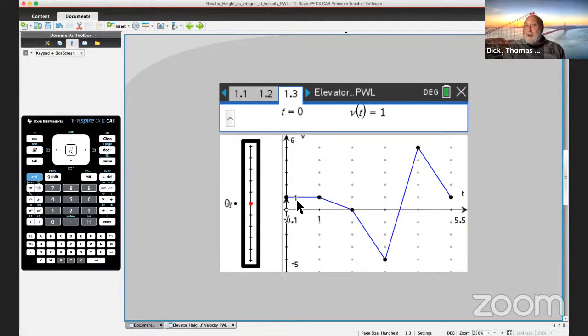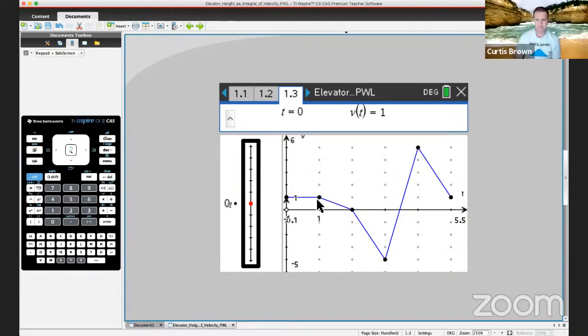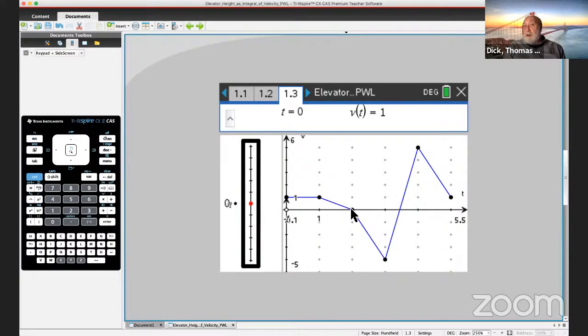Well, let's look over here at the velocity. It looks like the velocity starts out being positive one. So that means this elevator should move up. I agree. And then it looks like, well, what's going on here? Oh, the velocity is going down, but it's still positive.